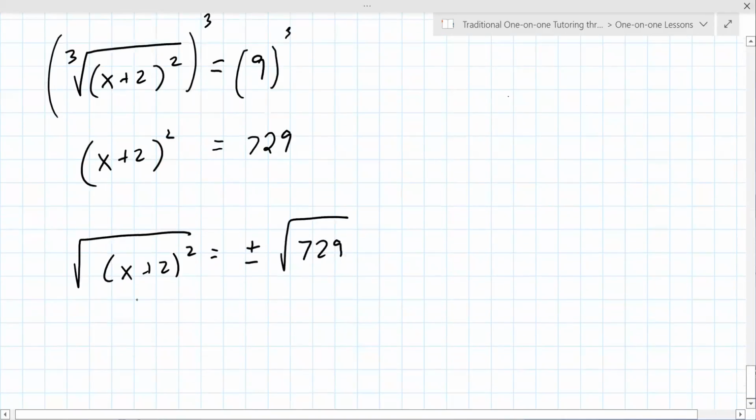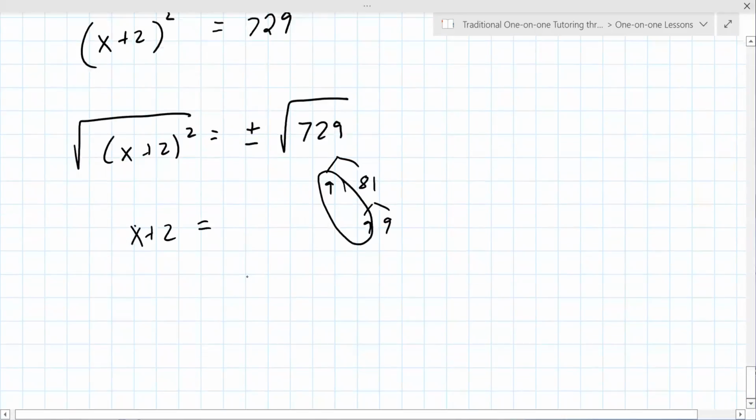All right. So now on the left here, we undo it. It becomes x plus 2. On the right, this is 9 times 81 and 9 times 9. So you end up getting a 9 that comes out. So this is plus or minus 9 square root of 9.